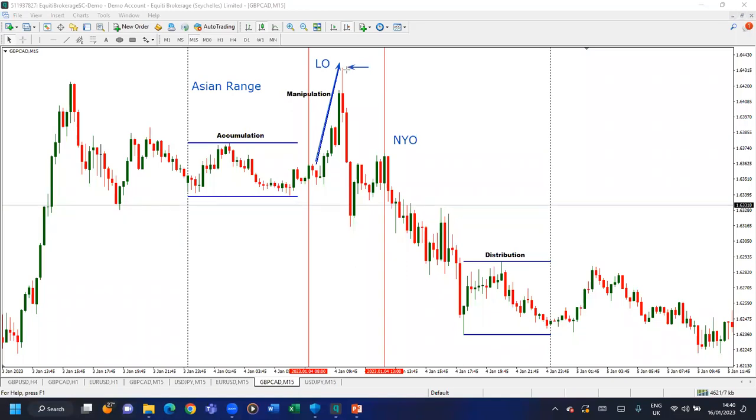After the manipulation, the market reverses. You can see the market reversed and went down. This is a move to the downside. There was a little bit of retracement, which was completed on the New York Open. Then the market continued with another swift movement to the downside. Afterwards, at this point, the market makers left the market.